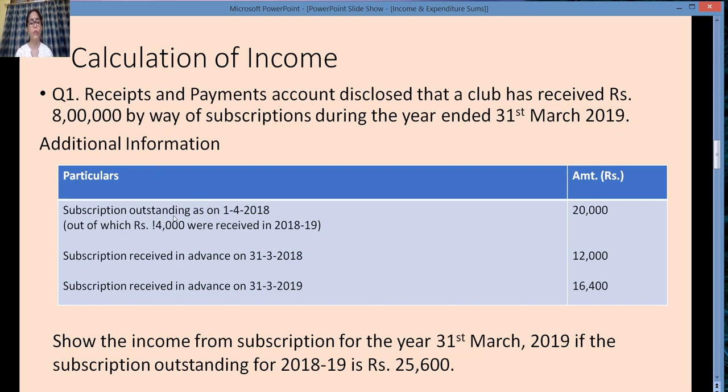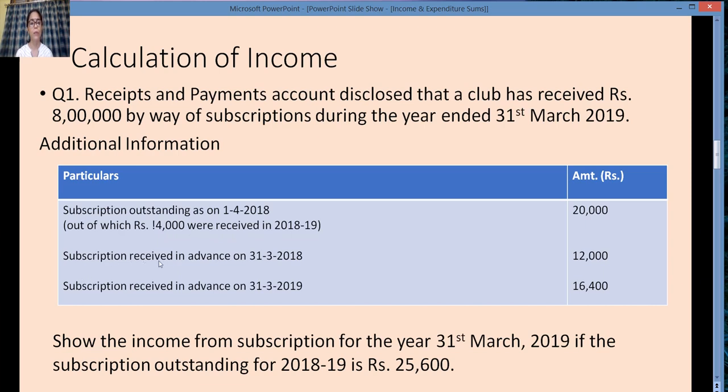Other information relating to the subscriptions: subscription outstanding on 1/4/2018, that is the beginning of the current year. Since the year ends on 31st March, the current year is 1st April 2018 to 31st March 2019. So outstanding at the beginning of the year is 20,000. Of this 20,000, 14,000 was received.